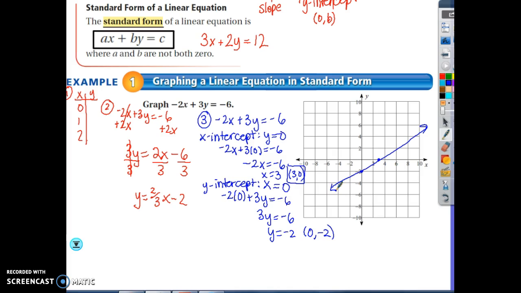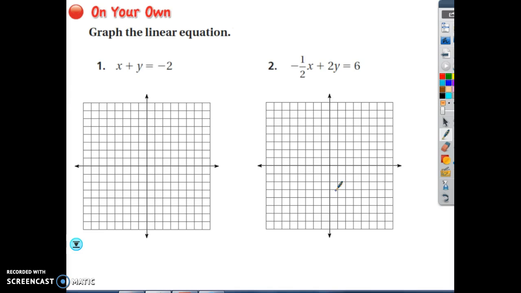Again, you can do any of the 3 methods. This question doesn't specify which method they would like us to use, but in standard form, oftentimes, just finding the x and the y-intercepts is fairly simple, so we oftentimes use this method when we're given standard form.